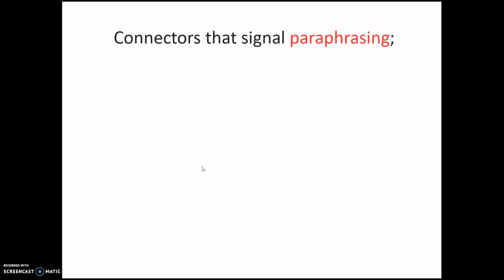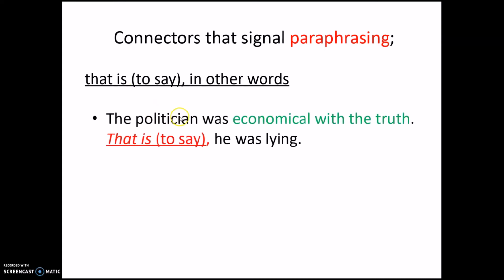Okay, some connectors that signal paraphrasing are that is or that is to say, and in other words. So let's look at that is first. The politician was economical with the truth. That is or that is to say he was lying. Here, by using that is, we are paraphrasing what we say in the first sentence. Like economical with the truth means he was lying. So when we use that is, we are telling the same thing using different words in the second sentence.